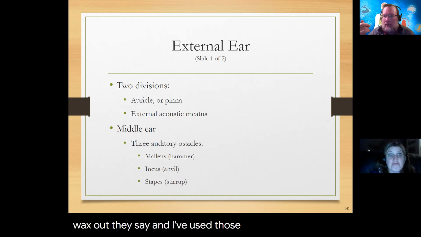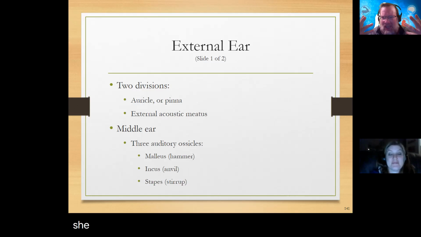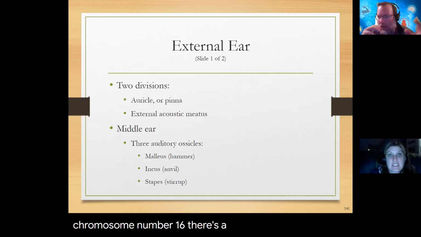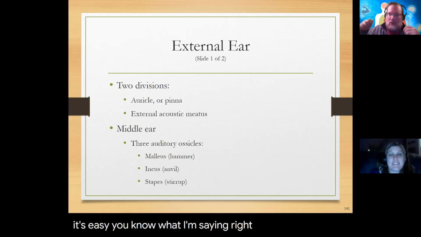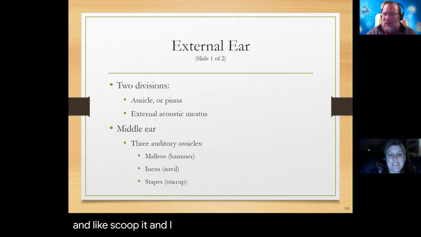I've used those on my 7-year-old. She gets kind of a wax buildup for whatever reason. I do know why. I think it's on chromosome number 16. There's an earwax spot for dry or wet earwax, and she got the dry one, so it'll just kind of impact in. My other daughter has more wet earwax, so that's easy. You know what I'm saying, right? So I have to get in there and scoop it. And I know you can't use a Q-tip because it's just going to push stuff in there. So yeah, I found these little scoopers, and you can go right in.